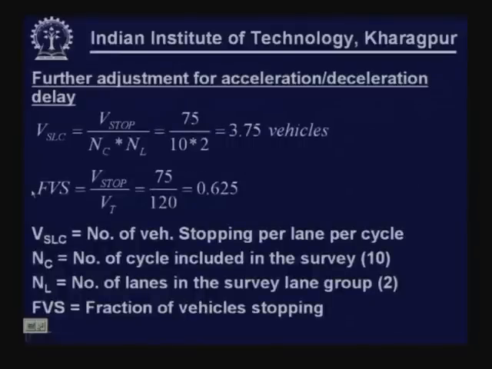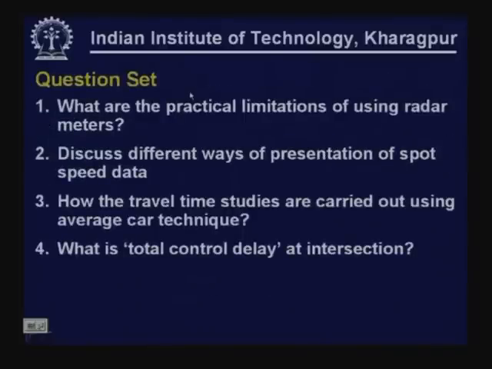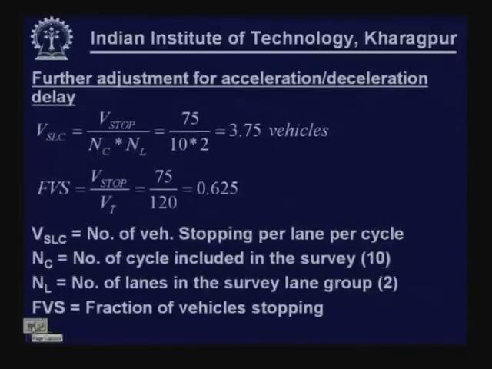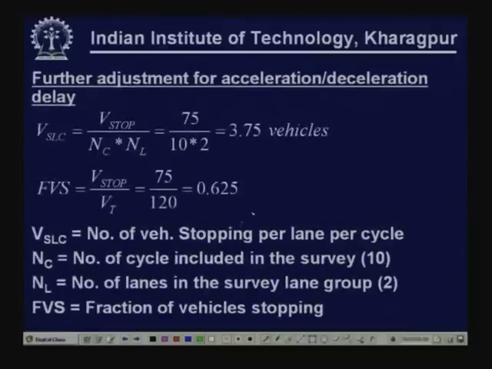There are two further adjustments done to account for acceleration and deceleration delay. We calculate VSLC, which is the number of vehicles stopped per lane per cycle. Number of vehicles stopped per lane per cycle is the total number of vehicles stopped, divided by number of cycles and number of lanes. We have assumed here 2 lanes. So, this VSLC is 3.75 vehicles.